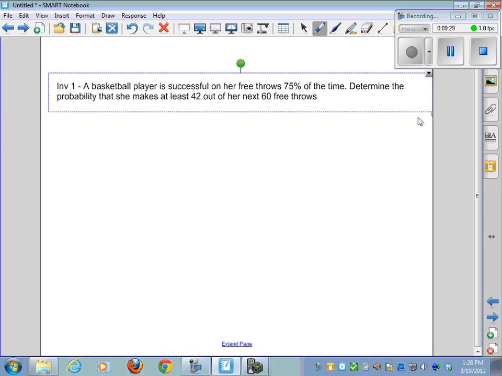Right? So what is my n in this one here? How many times is she taking a shot? 60. What is my p? What's my chance of success every time? 75%. My chance of not making the shot is 0.25.